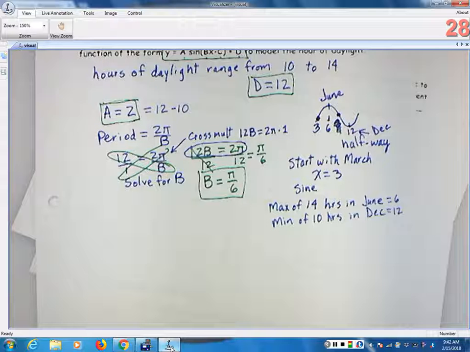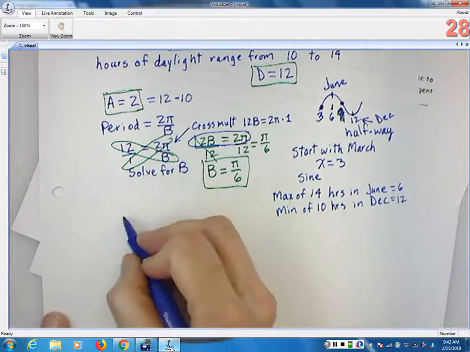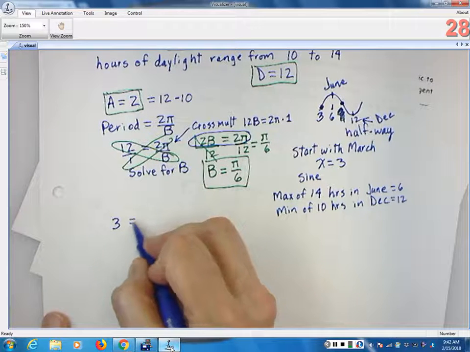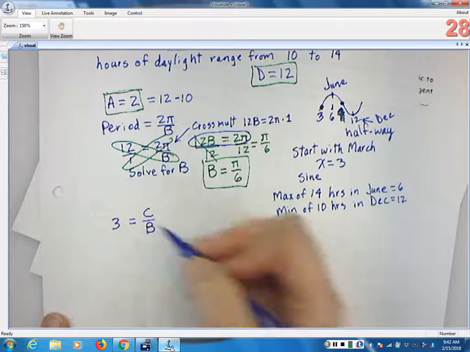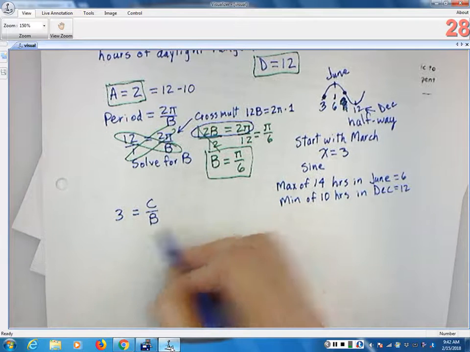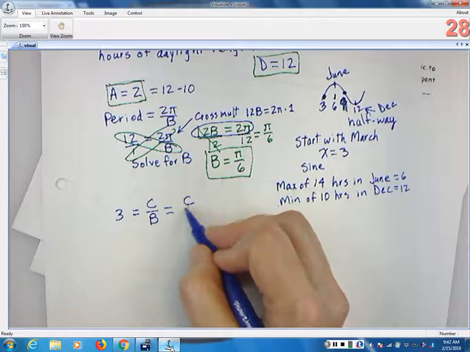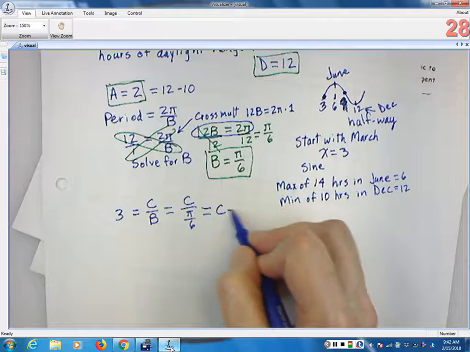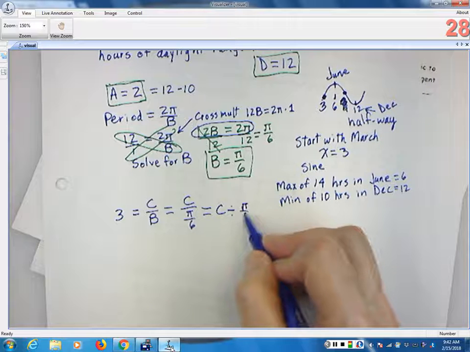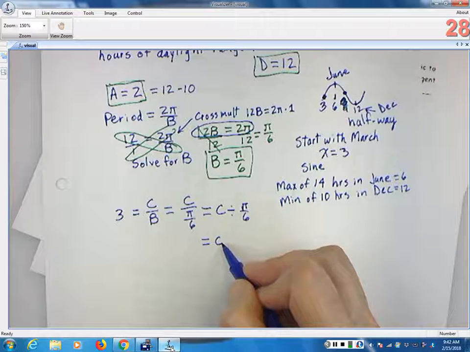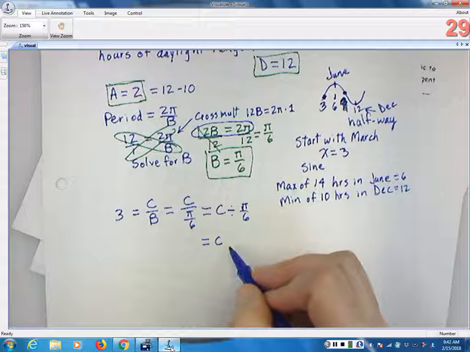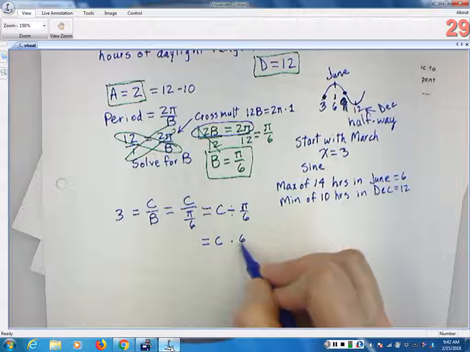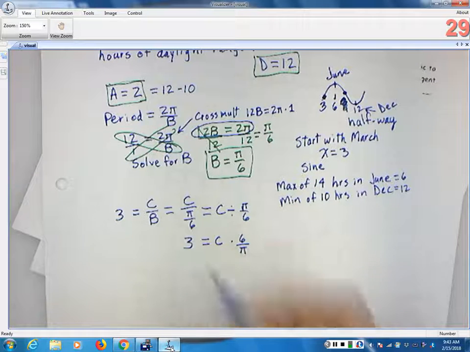So let's go to the next. We've got to find the phase shift now. We know that 3 is the starting place, and that equals the phase shift, which is C over B. Well, we know that B is pi over 6. So that's C divided by pi over 6, and that's C times 6 over pi is 3. Okay?